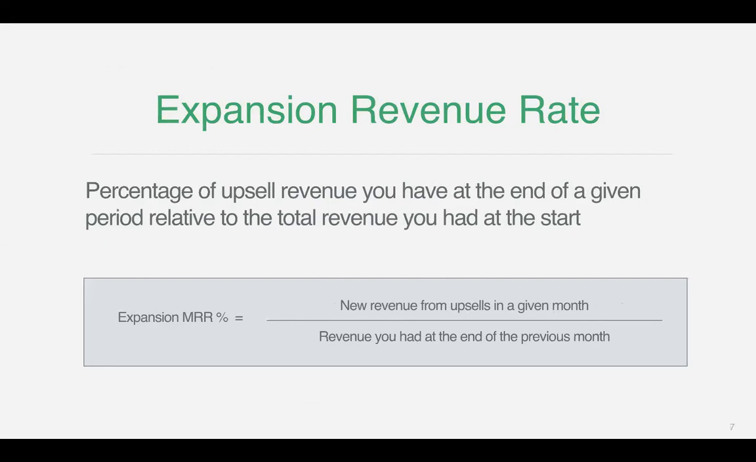Cool. Then let's define expansion revenue rate. This would be the percentage of upsell revenue you had at the end of a given period relative to the total revenue you had at the start. So again, this formula is there. The expansion MRR percentage would be the new revenue from upsells in a given month over the revenue you had at the end of the previous month.